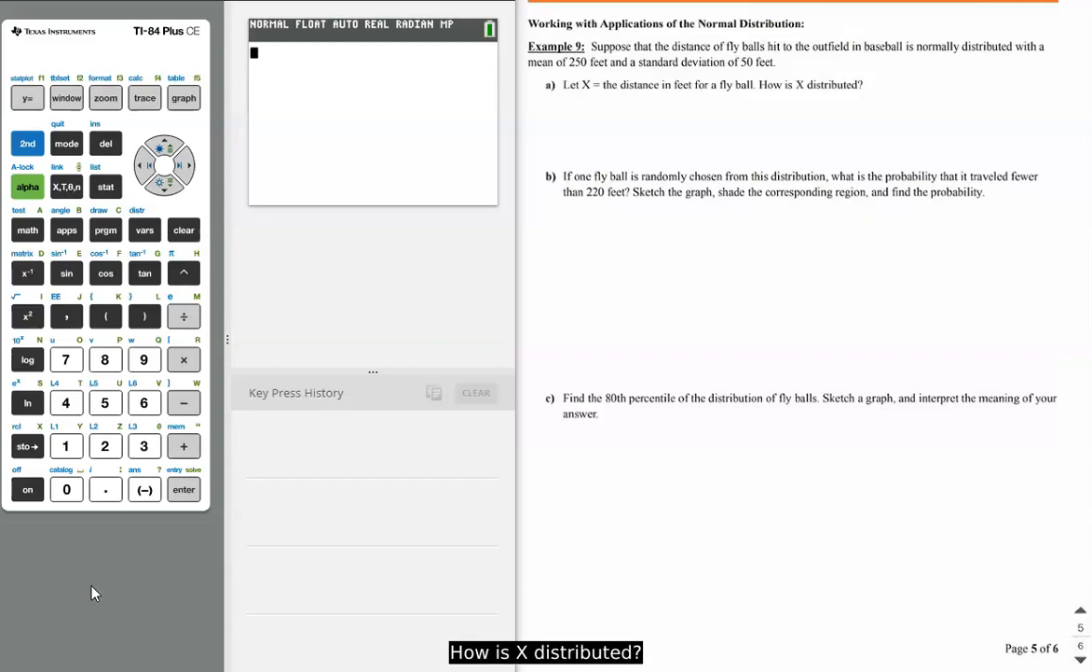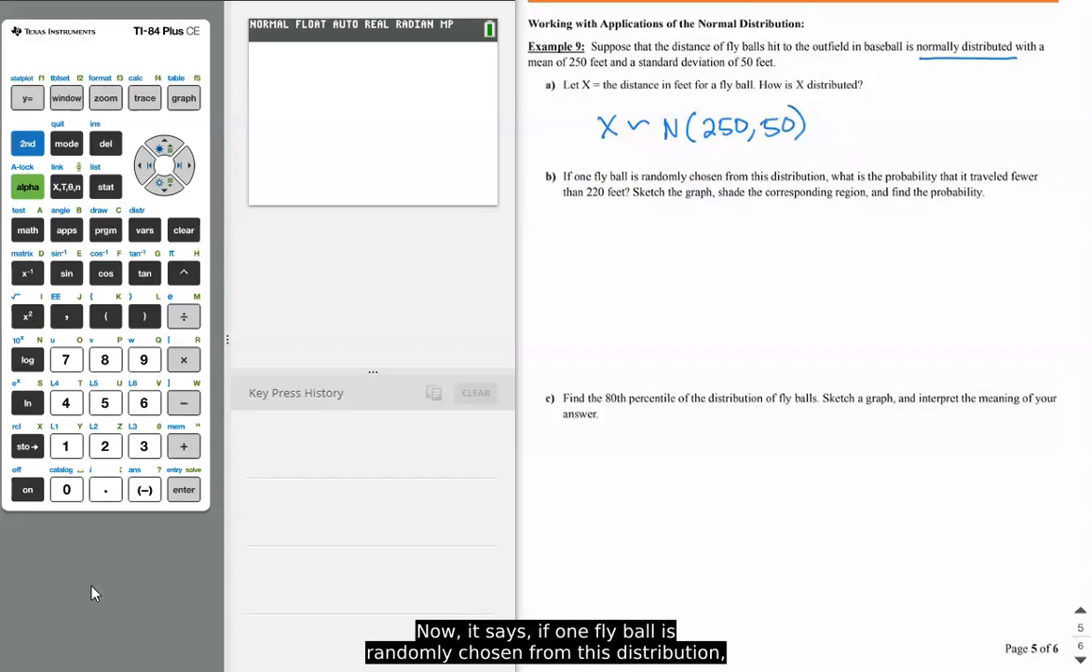How is x distributed? It says above that it's normally distributed, so x is going to be normally distributed. We want to know what the mean is, 250, and the standard deviation is 50 feet. So that's how we would write the distribution. Now it says, if one fly ball is randomly chosen from this distribution, what is the probability that it traveled fewer than 220 feet? Sketch the graph, shade the corresponding region, and find the probability.